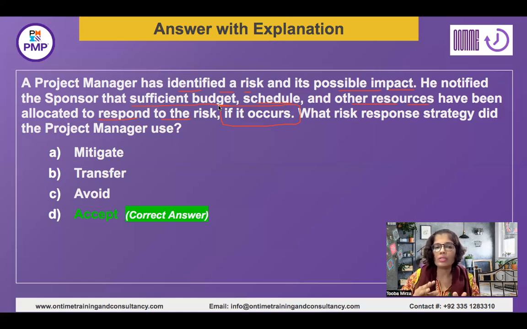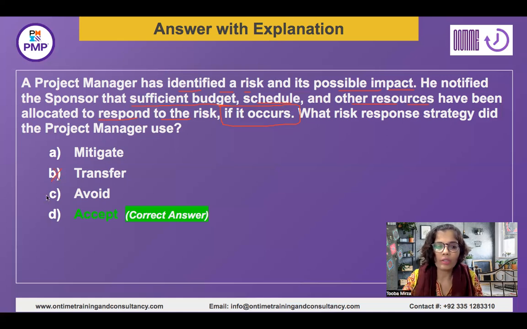So the contest for this question is clearly between mitigate and accept, between A and D. This scenario has nothing to do with transfer. This scenario has nothing to do with avoid. So let's first talk about the most unimportant options, which clearly are going to be eliminated if you have a fair understanding of risk management, that is why B and C are wrong.